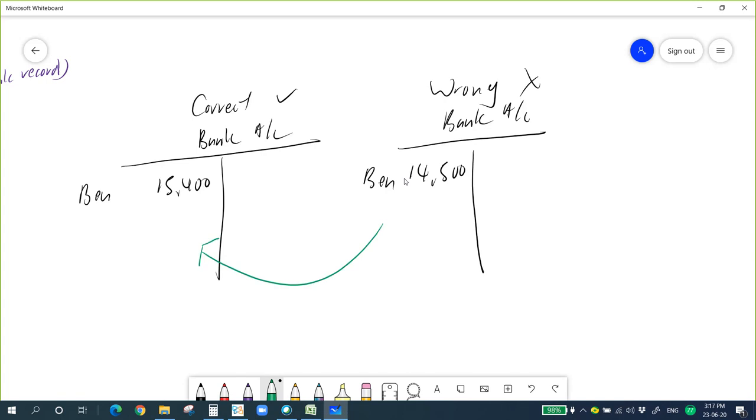So how to do the rectification? Do I have to debit or credit the bank account? Debit by how much? Yes, very good. If we debit 900, then the total amount will become 15,400. So we can match the correct one. So meaning that we have to debit the bank account by 900 to correct the error. So we can record this.